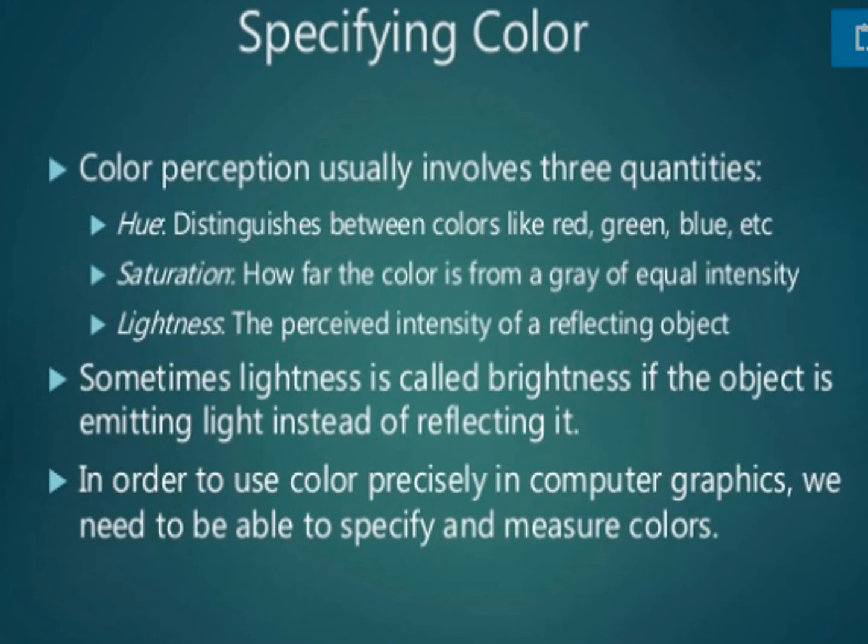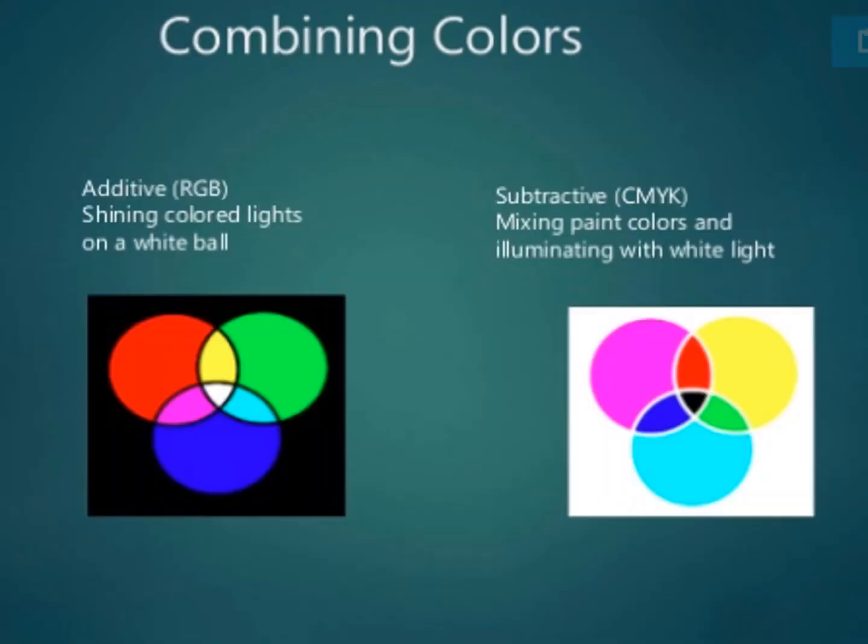In order to use color precisely in computer graphics, we need to be able to specify and measure it. Combining colors: RGB is additive, shining colored lights on a white wall. CMYK is subtractive, mixing paint colors and illuminating with white light. These are the RGB and CMYK color models.